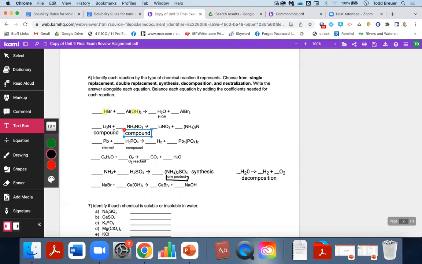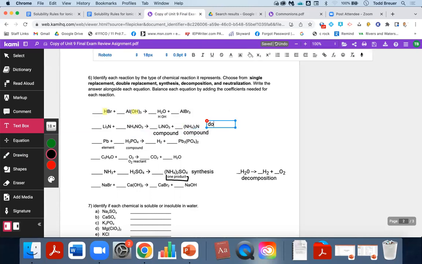Okay, so let's look at the differences between these two examples, Li3N and the Pb example here. So the example right here, we see we have 2 compounds. Well, these 2 compounds trade some parts. The Li was attached to N and the NH4 was attached to NO3. If you look on the other side, we get 2 new compounds to form. So 2 compounds form 2 new compounds by swapping some ion parts. That's always called double replacement, the swapping of ions to make 2 new compounds.